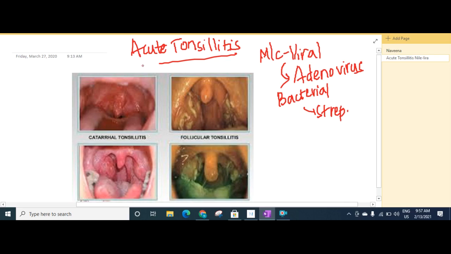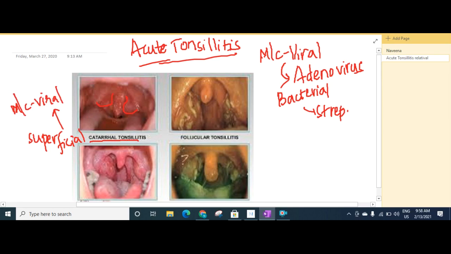Acute tonsillitis is of four types. It can be acute catarrhal tonsillitis or superficial tonsillitis, acute follicular tonsillitis, acute membranous tonsillitis, and acute parenchymatous tonsillitis. In acute catarrhal or superficial tonsillitis, the mucosa of the tonsils is inflamed. This catarrhal tonsillitis most commonly occurs due to viral infection.